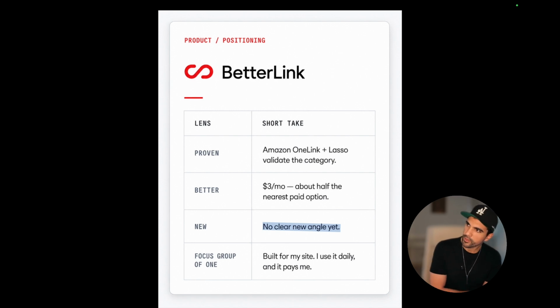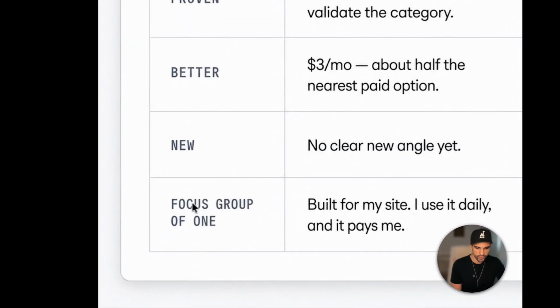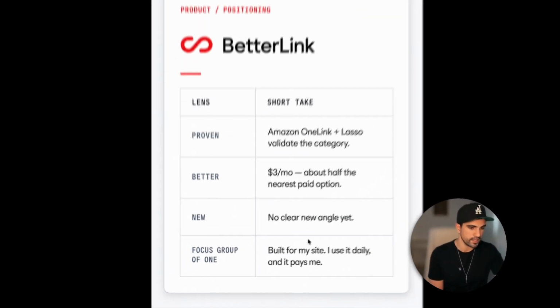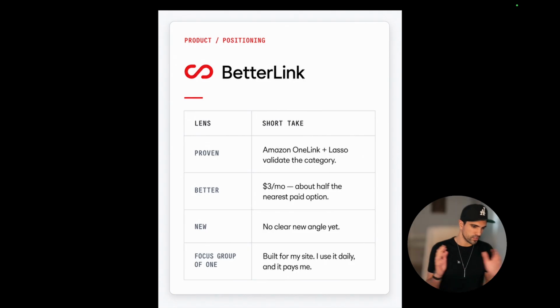Now, in Mental Math Pro, I think a new would be necessary. In BetterLink, however, I don't really see a need for a new. Maybe this is more like Slack, where proven plus better is the whole product. And for the focus group of one question, that is a definite yes. And that is actually BetterLink's strongest card.